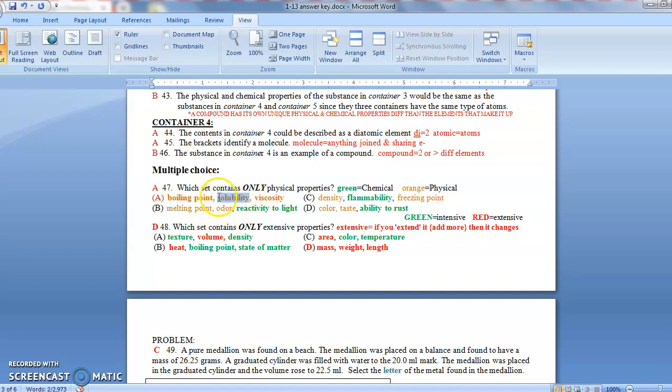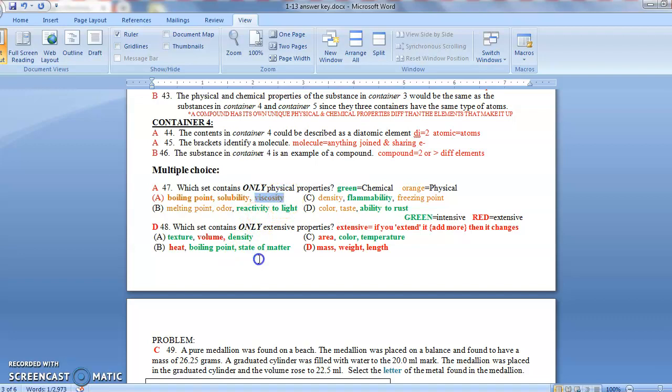Solubility is how well a substance dissolves in a particular solvent. That would be physical, because when you dissolve it, the substance is still there. You can get it back out after you dissolved it. There has not been a chemical change.